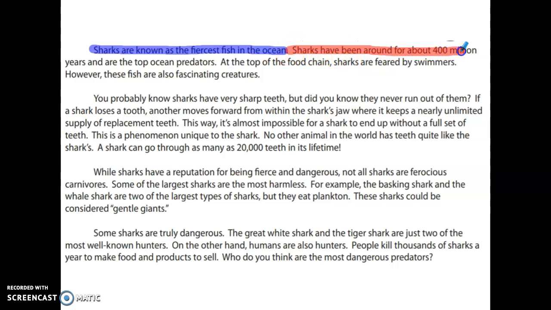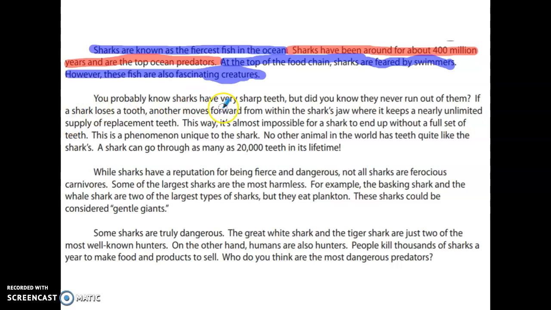Sharks have been around for about 400 million years and are the top ocean predators. At the top of the food chain, sharks are feared by swimmers. That's going to be a little detail that I don't necessarily need to put in my summary, because if I tell you that they're the top predators, you know they're at the top of the food chain. And the next sentence says, however, these fish are also fascinating creatures. Not only is this a small detail, this is the author's opinion. This is not fact, so we would not include that in our summary. All right, let's keep going.